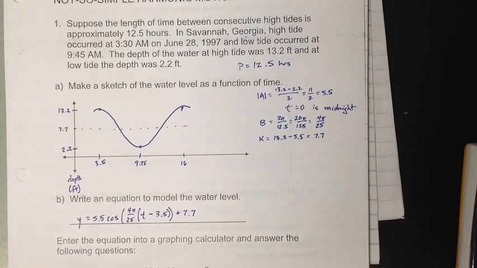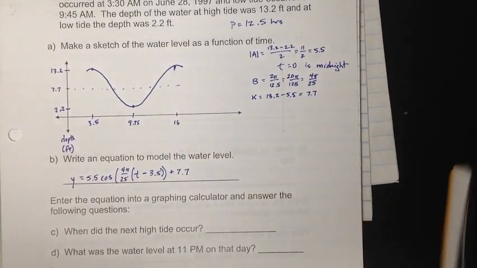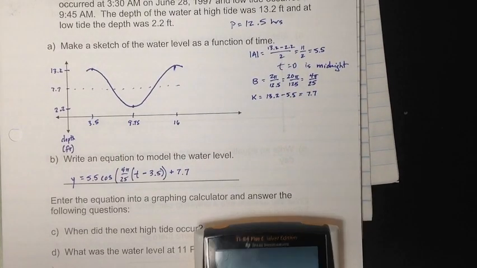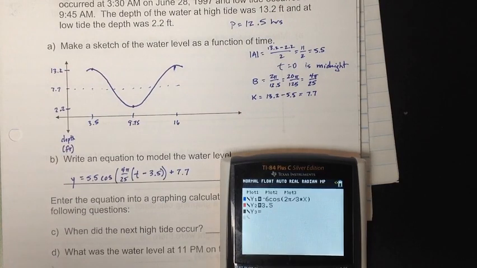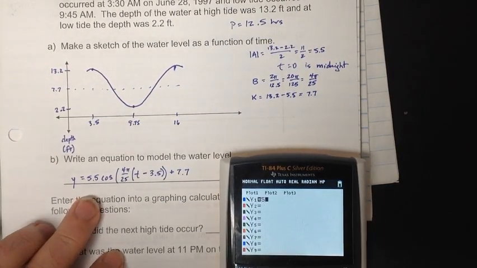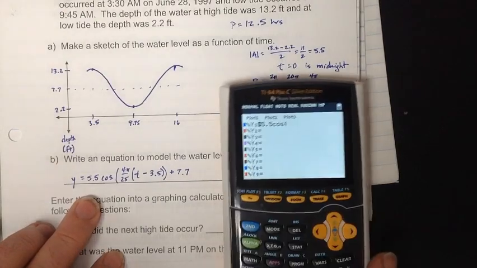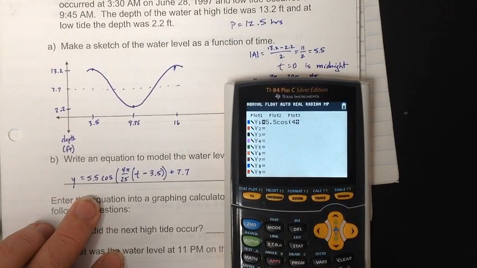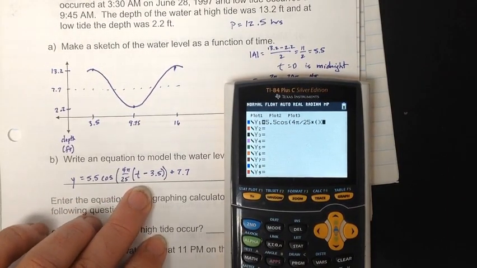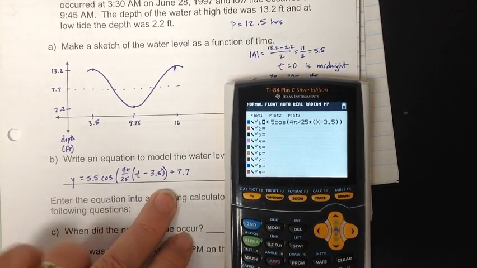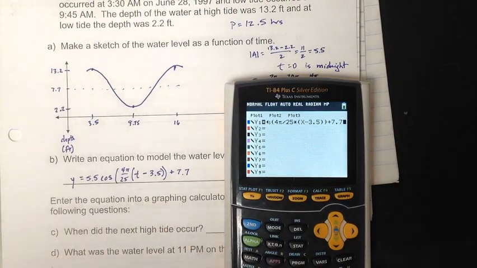Can you see that okay? There we go. Enter the equation into a graphing calculator and answer the following questions. So this is from the last lesson here. Let's clear all that out. So 5.5 cosine 4 pi divided by 25ths times parentheses, I'm going to do x instead of t, minus 3.5, got to close two parentheses, plus 7.7.